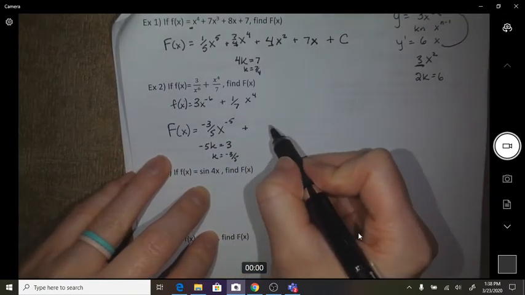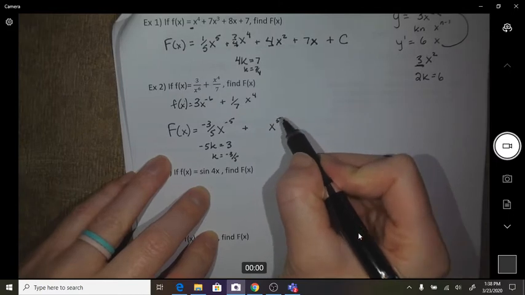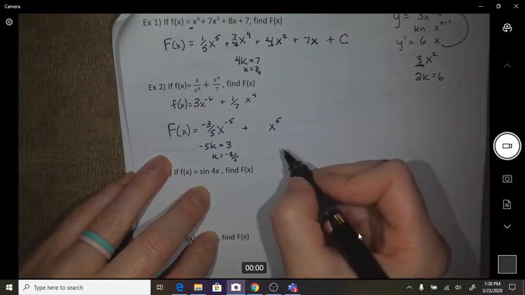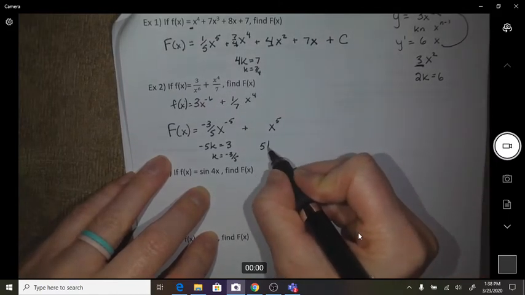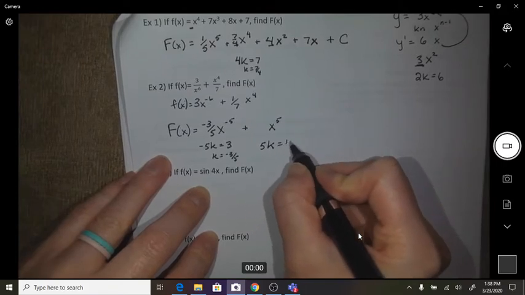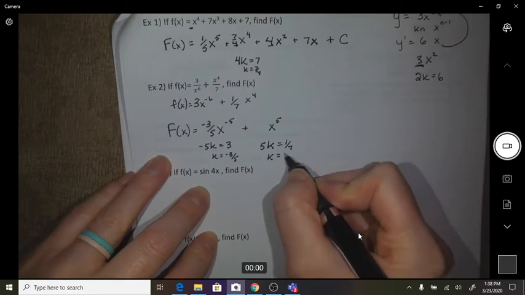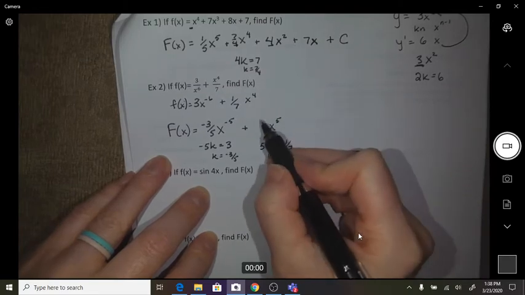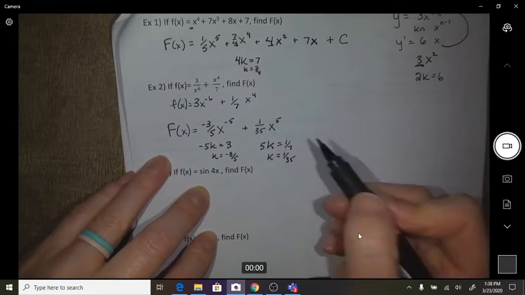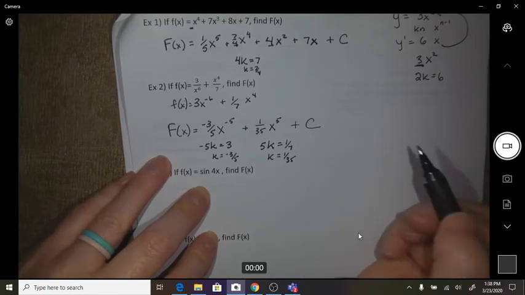Okay, next would have started as an x to the 5th, 1 higher. So 5 times what coefficient would have resulted in a 1/7? If you divide this by 5, you would get 1/35. And then again, you need to have a plus c at the end.